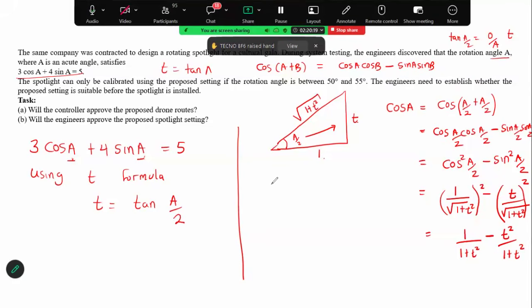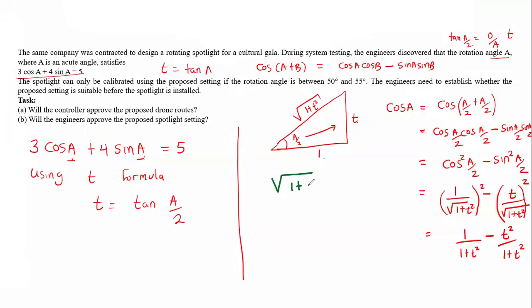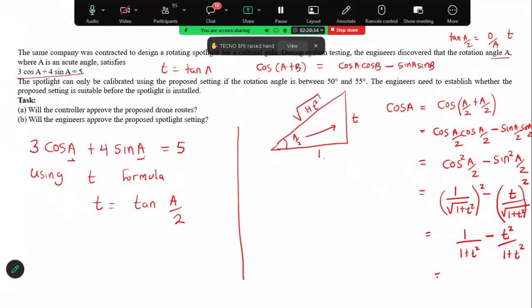Because here you need to remember that the square root of 1 plus t squared, once you square it, is the same as 1 plus t squared. So that is what we have. And now you'll come back and say that since the denominators are the same, this is the same as 1 minus t squared, everything out of 1 plus t squared. Meaning that in this position where you have your cos of A, we shall substitute 1 minus t squared out of 1 plus t squared.